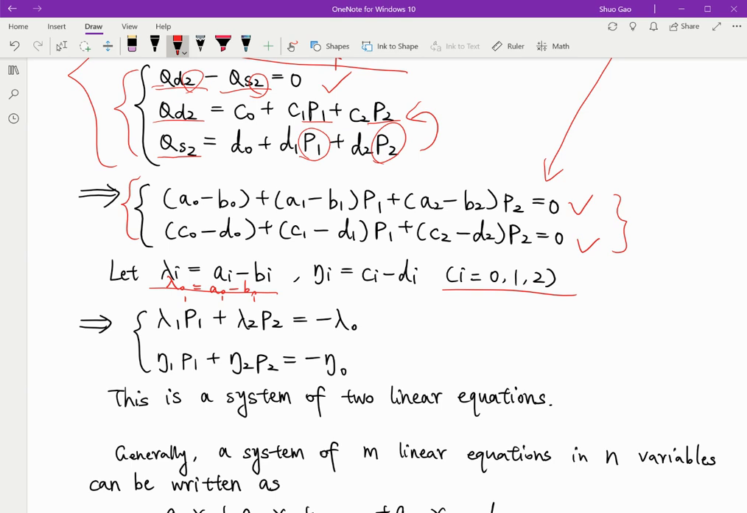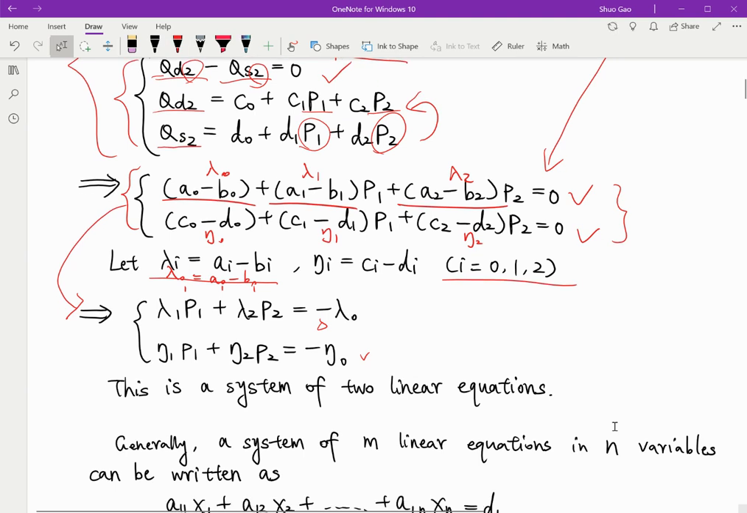So with this notation, lambda and eta, we can change the equation to another notation here. Lambda 1 P1 plus lambda 2 P2 equals negative lambda 0, right? Because this is lambda 0, lambda 1, this is lambda 2. We move the lambda 0 to the right-hand side, so there's a minus sign here. And also for the second equation, we do the same. So this is eta 0, eta 1, eta 2.